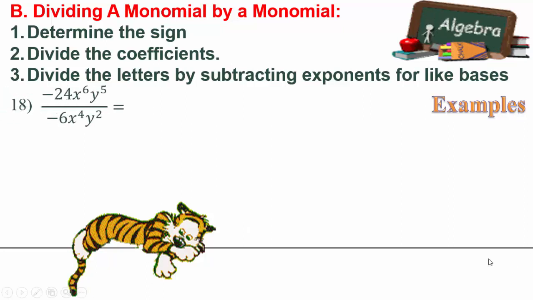In example number 18, we have negative 24 x to the 6th y to the 5th, divided by negative 6 x to the 4th y squared. So why don't I go over to the whiteboard and work this out in detail first.